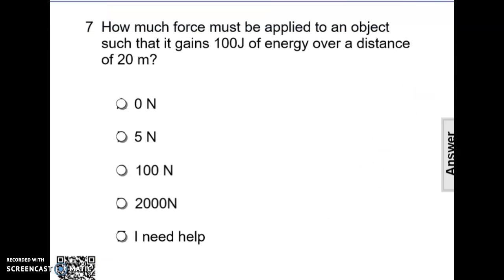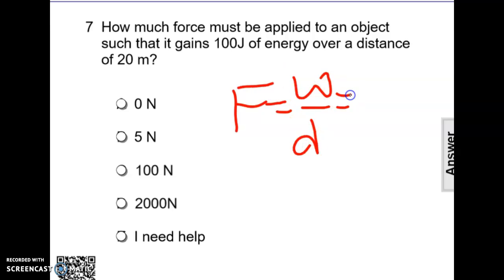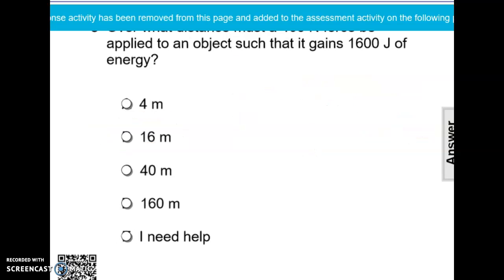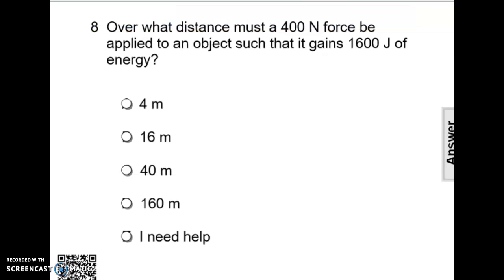How much force must be applied to an object if it gains that energy, which is the work right there, over a distance? So if work equals force times distance, then force is equal to work over distance. The work that we did is the amount of energy, which is 100 joules, over 20 meters. Okay, so 100 over 20 is going to be 5, and the unit for force is going to be newtons. All right, let's keep on moving here.